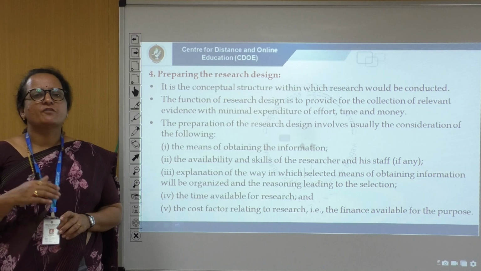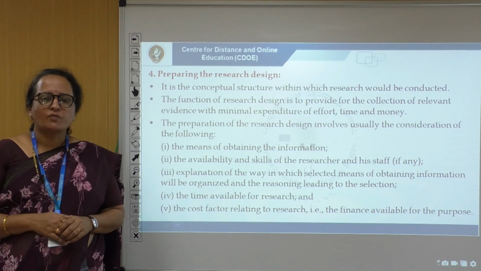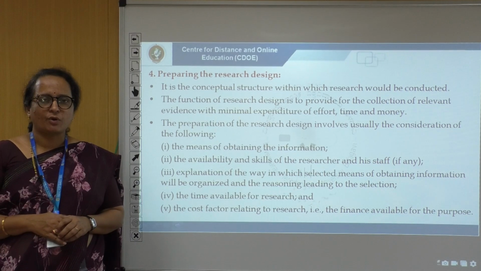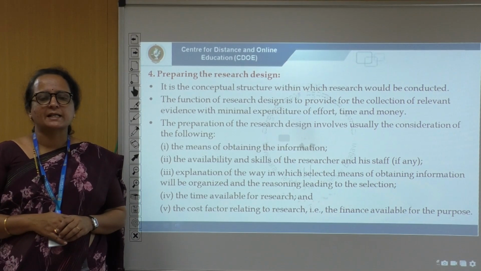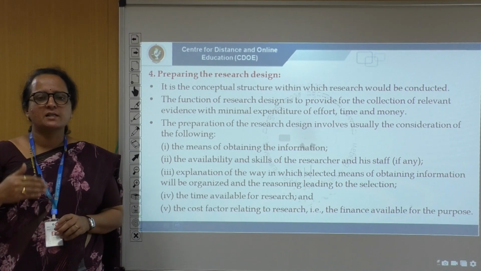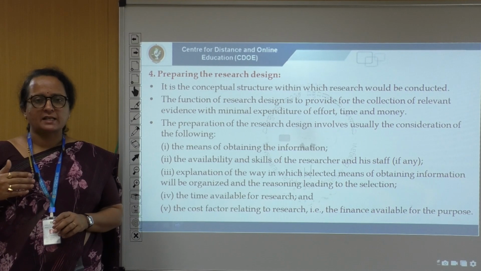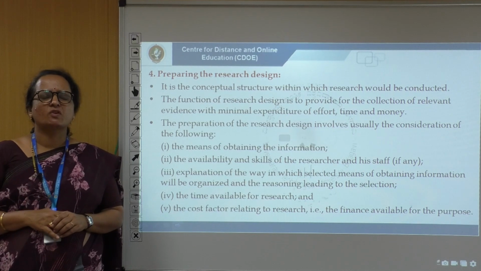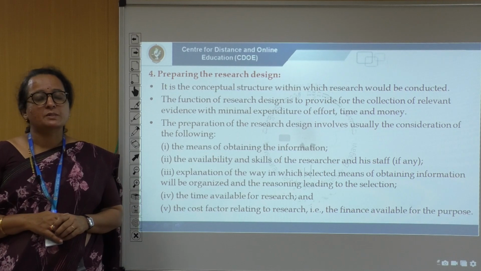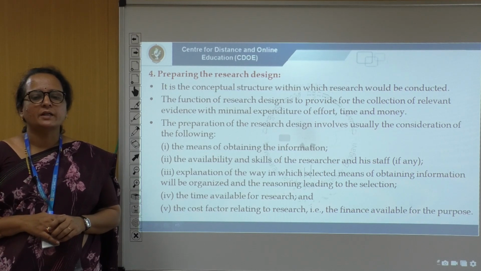For example, if the researcher says that we should go for collecting secondary data, what sources does the researcher have to go to in order to collect the secondary data? One is books, magazines, newspapers, websites, etc. What sources the researcher will be using will be specified very clearly in the research design. It will specify the means of obtaining the information.